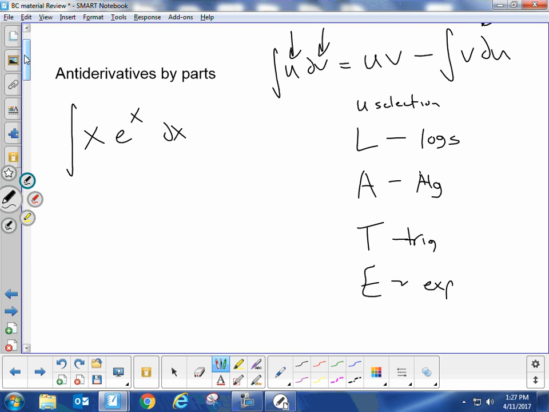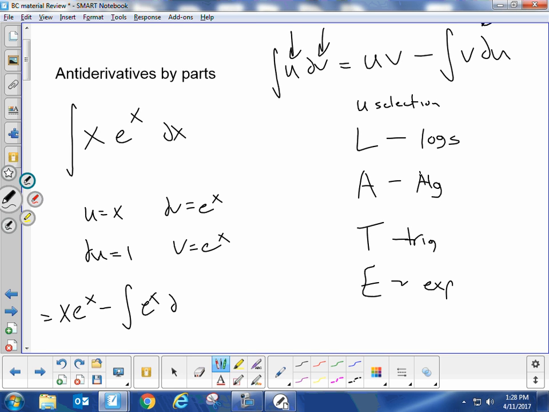So in this situation, x e to the x, I'd set u equal to x. dv would equal e to the x. Here, du would equal 1. V would equal e to the x. I would rewrite this as uv minus the antiderivative of v du. V is e to the x, du is 1.